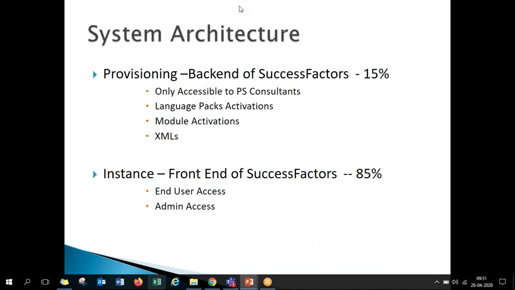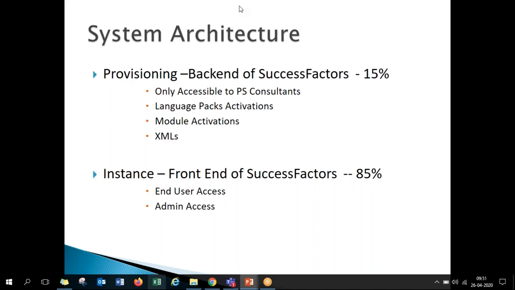We call it the front end because that is the system where everyone sees. So if I implement SuccessFactors for Coca-Cola Beverages Limited, all the employees of the Coca-Cola company can access SuccessFactors. It's not that SuccessFactors is handled only by the HR team. No. SuccessFactors access will be given to each and every employee of that company. So if there are 5,000 employees, all 5,000 IDs will be given. If it is 2,000 employees, all 2,000 IDs will be given. That is how SuccessFactors operates.